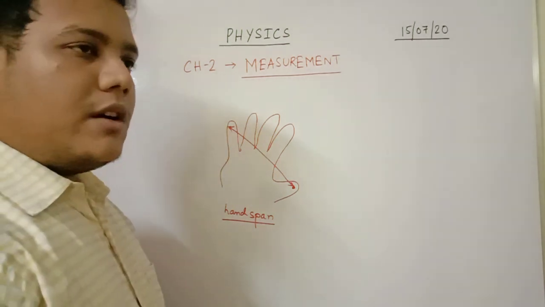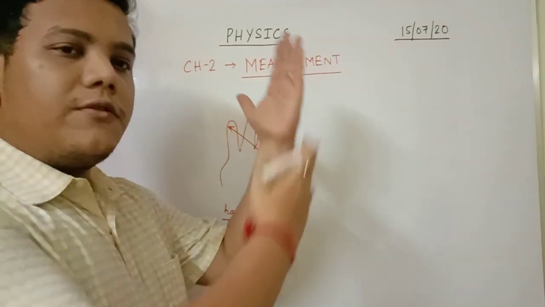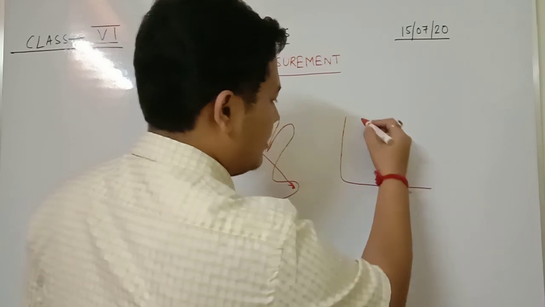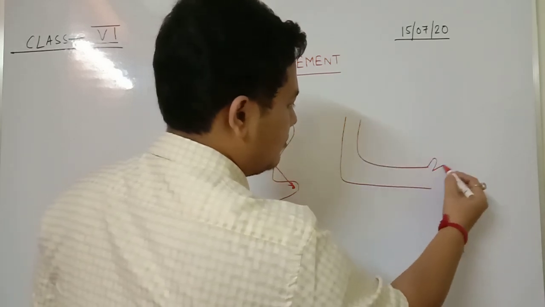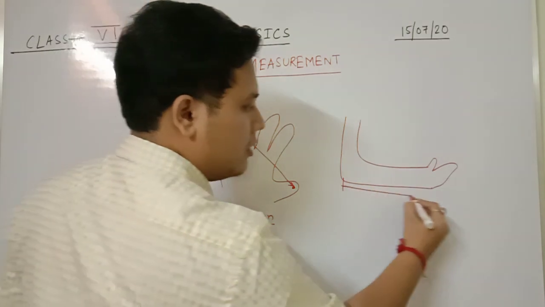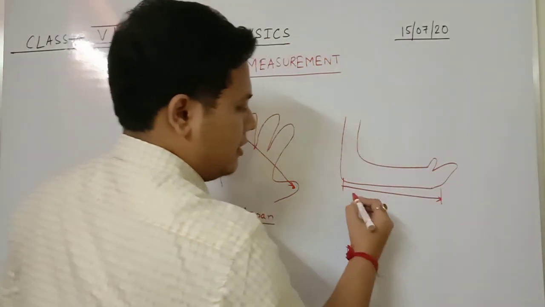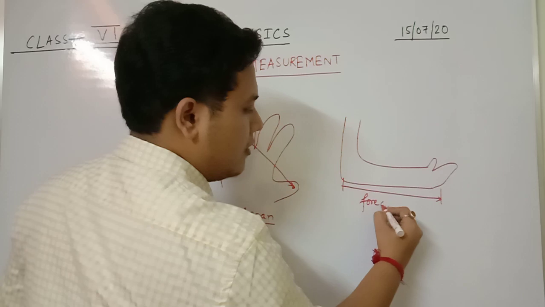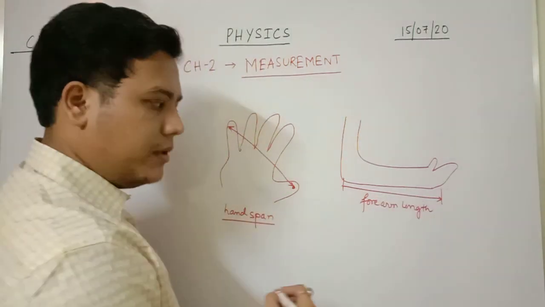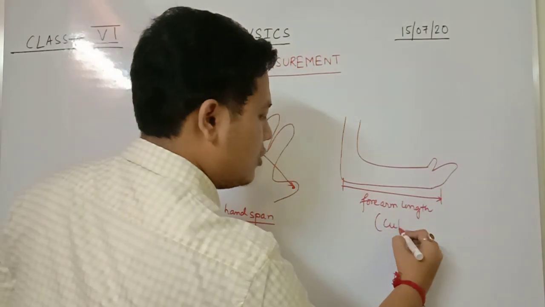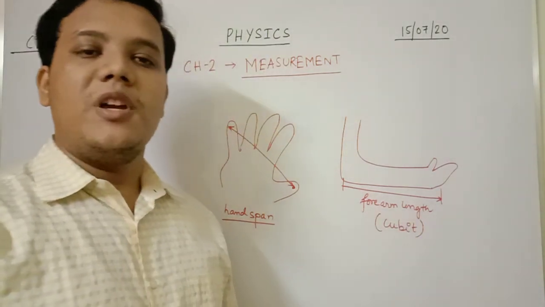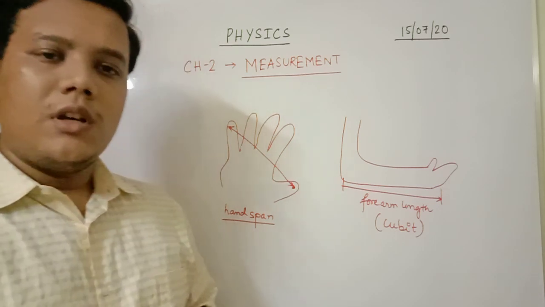After that, people tried to measure a longer length using their forearm. Suppose this is the forearm of some person, and this is their hand. From the elbow till the finger end, this is the length, which is the forearm length. In short, people used to call it a cubit. So like this, people used to measure length in ancient times.